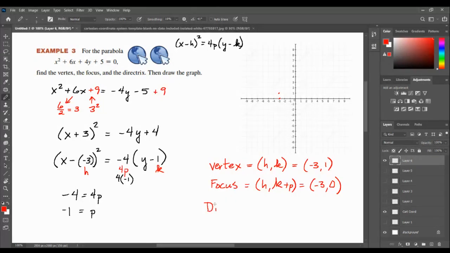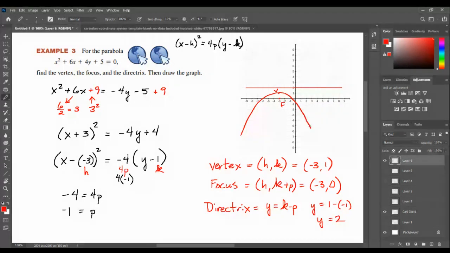The directrix, again reading it right off my formula sheet, is y = k - p. So y equals, the k value is 1, minus -1, would be y = 2. And that fits with what we expect. There's the y = 2 line. It's on the other side of the vertex from the focus. So this thing opens down like this.